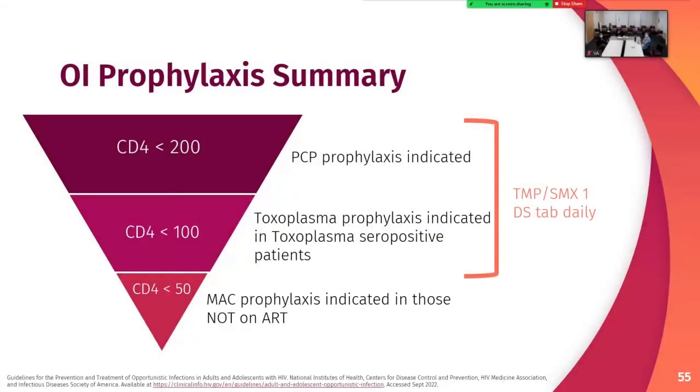All right, so this is just a brief summary of what we talked about, our opportunistic infections, and where you give prophylaxis based off their CD4 count. So less than 200, but over 100, they'll need PCP prophylaxis, typically with trimethoprim sulfamethoxazole. And then if their CD4 count's less than 100, we can give toxoplasma prophylaxis in patients that are seropositive. And then again, in patients with a CD4 count less than 50, MAC prophylaxis is now not indicated if they're on fully suppressive ART therapy.